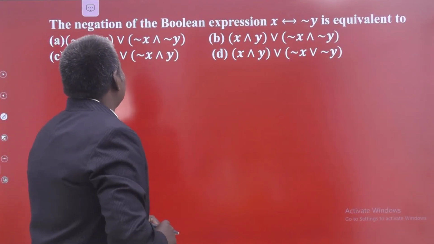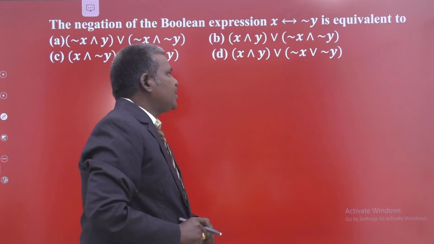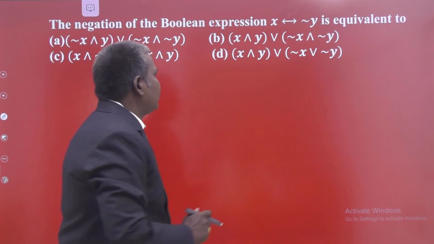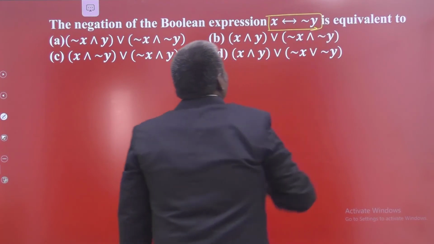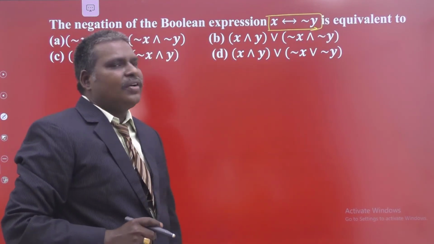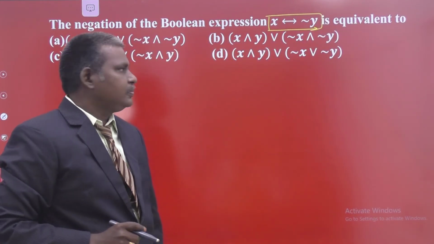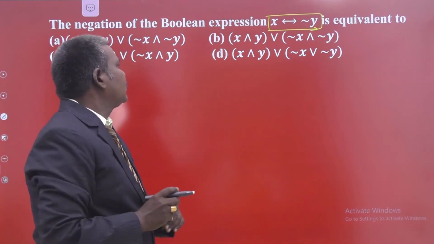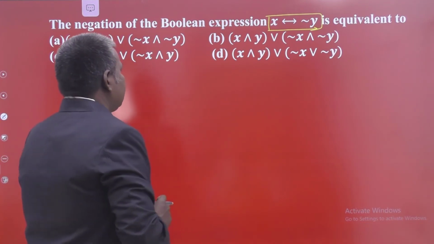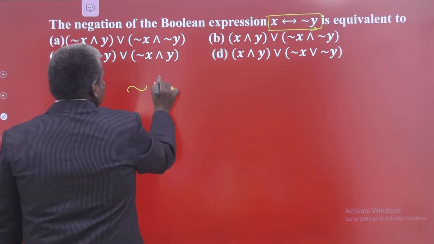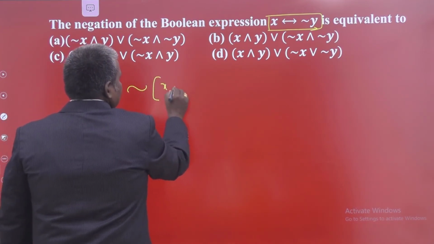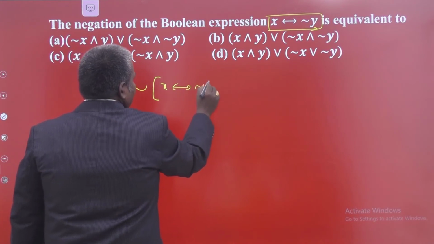See here, the negation of the Boolean expression is equivalent to what? We are going to find the negation of this Boolean expression. Which of the following options is correct? So, the negation is the not of x implies negation of y.